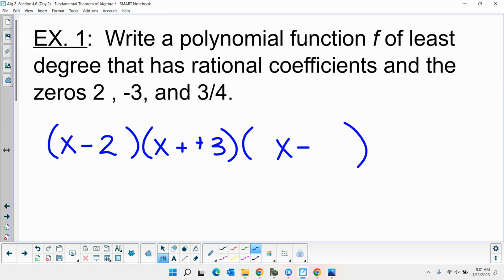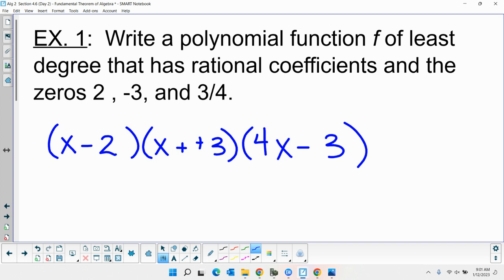When you have fractions, Rosalie, you probably should watch this. When you have fractions, the denominator goes in front of the x, and the numerator goes after the minus. Denominator goes in front of the x. Numerator comes after the minus.